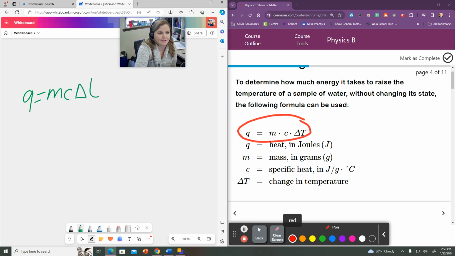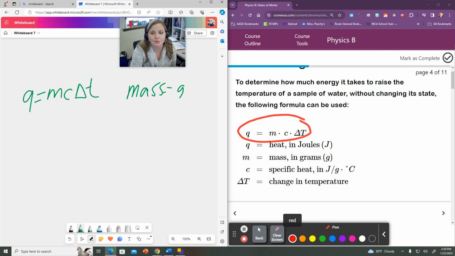You're probably wondering why I even had the whiteboard over there, but that's just because I needed to use it at some point. So in this case, we try to keep our variables the same. In this case, m is mass. It's always been mass, right? And this is in grams, right?